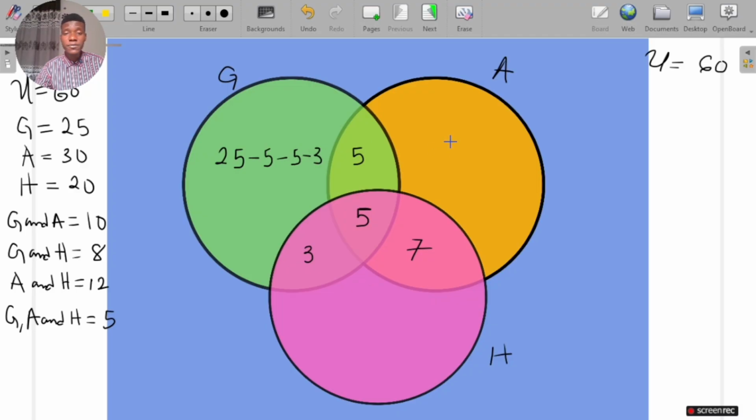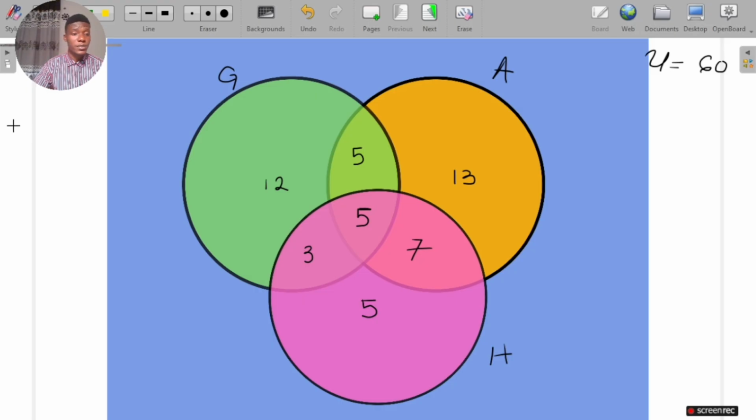For this next one, Afrobeat only, they counted 30 for Afrobeat in general. But to get Afrobeat only, you have to subtract this, this, and this. That is 30 minus 5 minus 5 minus 7. And lastly, we have hip hop only. But hip hop in general, they counted 20, of which we have to subtract 3, 5, and 7. So let's do the calculation. So now we have our final answer. So how do we answer the questions they asked?